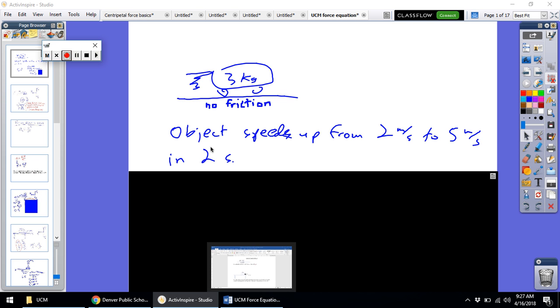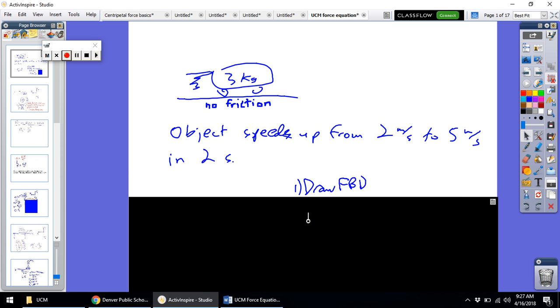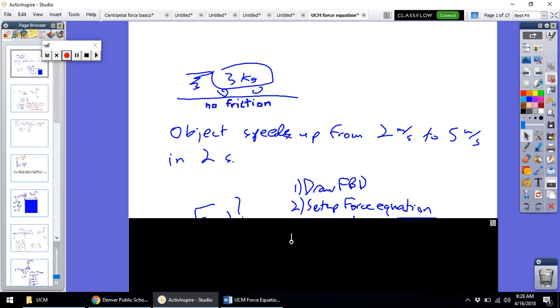It's the very first problem on your sheet that you have. And let's just go through the steps that you hopefully did to solve it. The very first thing you should have done, of course, as always with every force problem, is you draw an FBD. So hopefully you did that. And after you drew your FBD, you can set up your force equation.